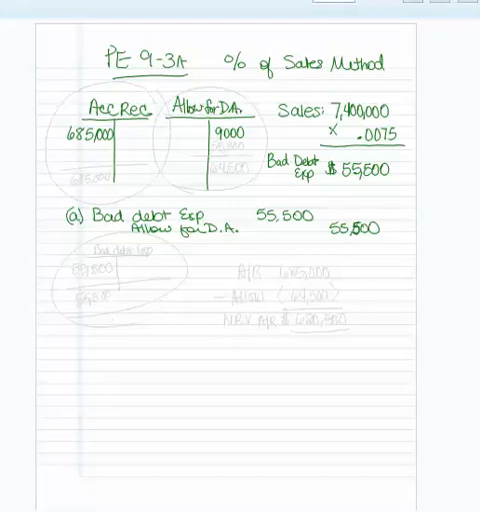Part B is going to ask you your ending balances, your adjusted balances. So let's post this entry to some T accounts, okay? You debit bad debt expense. I need to create a T account for that. You debit it for what? $55,500. So your adjusted balance is $55,500 for bad debt expense. When you credit allowance for doubtful accounts for $55,500, what is your adjusted balance of allowance for doubtful accounts?